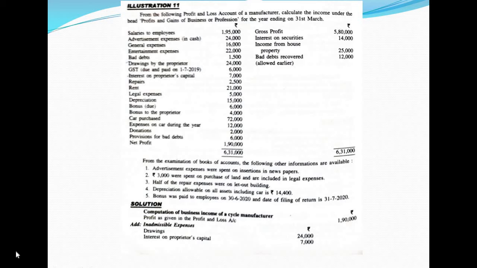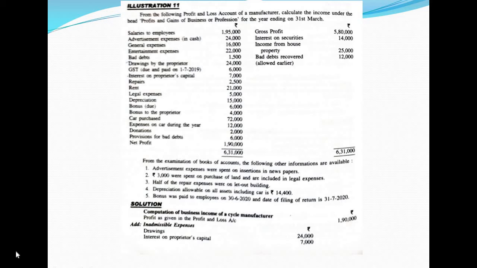Now if you look at the credit side to find out the income which is not taxable under this head, you'll have the interest on securities and you also have income from house property. Let's look at the solution as shown here. It says computation of business income of a cycle manufacturer. So you have to take first of all the profit as given in the profit and loss account, that is 1,90,000. Then you have to add back all the inadmissible expenses.